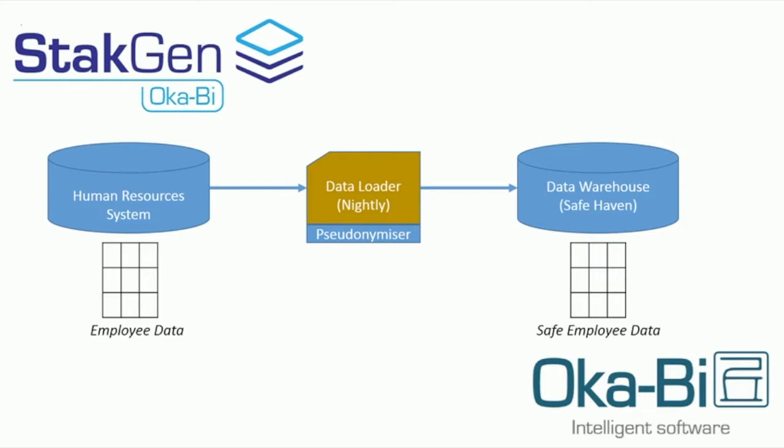The process needs to be developed quickly so that the data can be treated and stored ethically in line with GDPR. So what needs to be built? First, features need to be applied to the data warehouse to hold the employee data. Then, a data loader needs to be created in order to pseudonymize the data. Pseudonymization is the GDPR recommended mechanism for ensuring the data is safe and cannot be linked back to the individual. Now, you will see StakGen, and we will start the process.